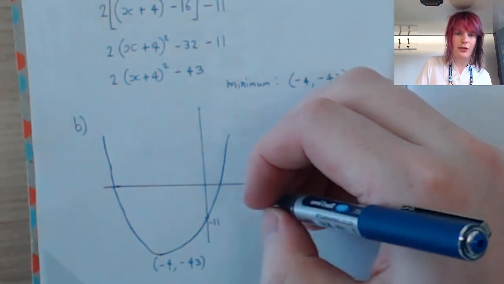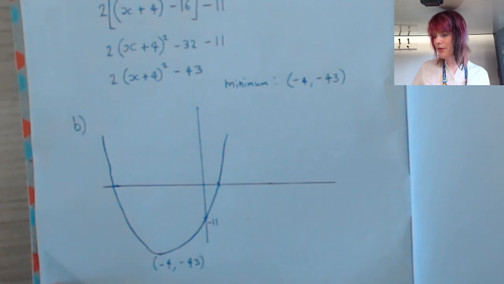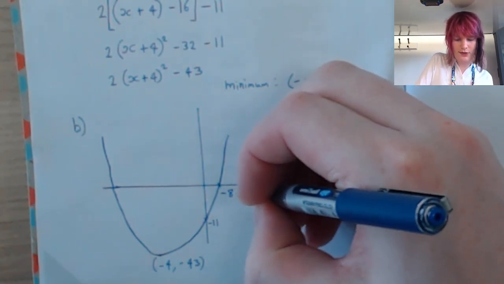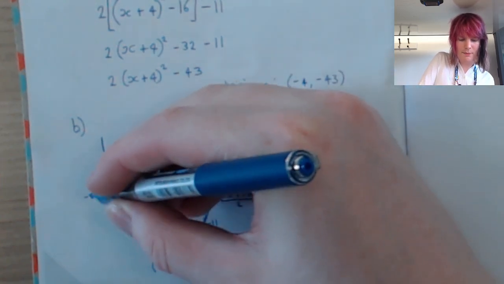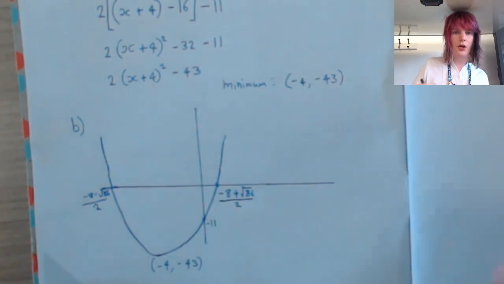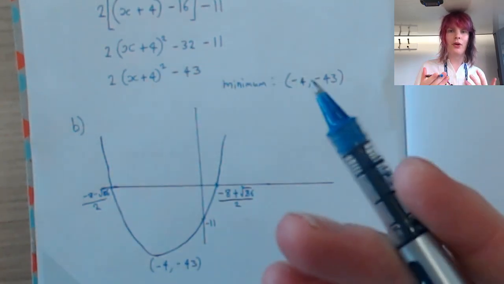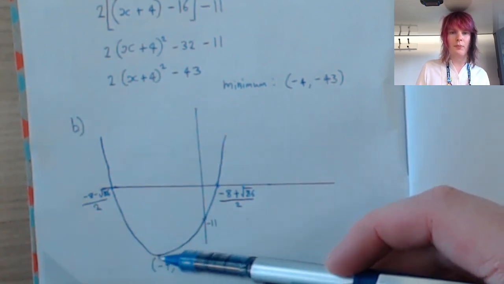Now, if we wanted to indicate those roots on, we could. So that would be (-8 plus root 86) divided by 2, and (-8 minus root 86) divided by 2. Again, the salient points here are your y-intercept and your minimum.